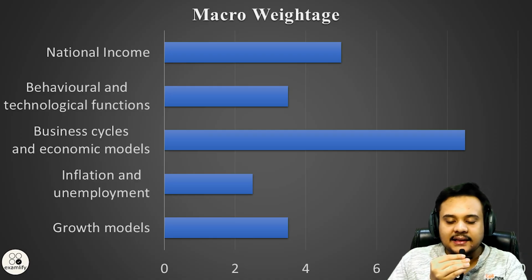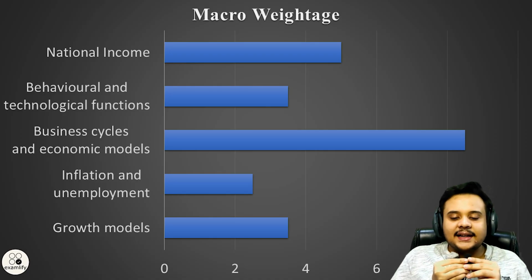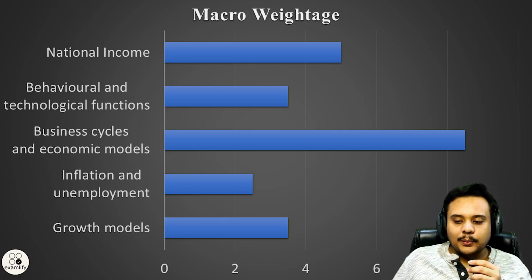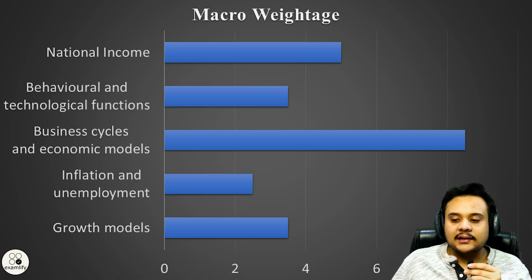Then business cycles and economic models, this includes both the closed and open economy, and as you can see it carries almost 9 marks on average. Sometimes it can even go further. So obviously you understand how important this is, the IS-LM models, the open economy, right? All of those topics are going to be very important for you.